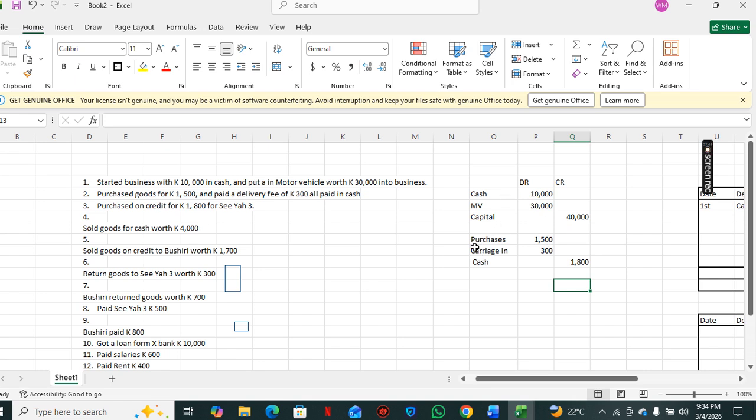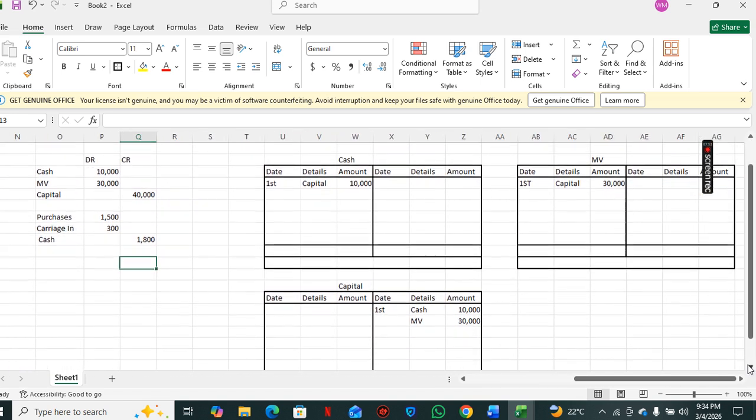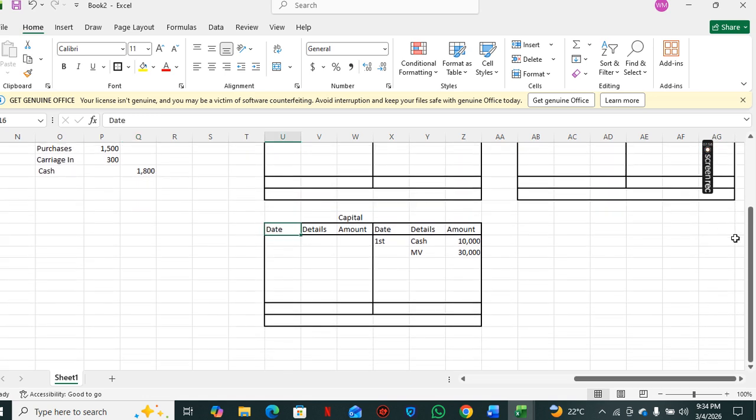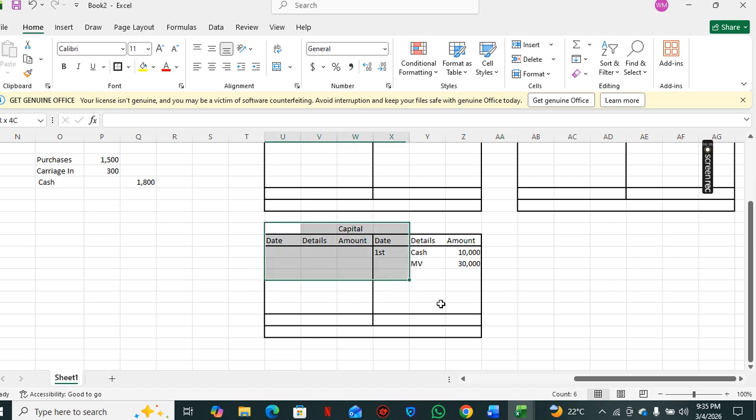After you journalize this, you're now going to put this in the T accounts. The cash account, we already have it here. So the cash account, we're crediting it 1,800. We say date, this was the second. For details, you put purchases first, purchases 1,500. And then here, carriage inwards 300. That's how you put this in the cash book. All right. Then open up the purchases account and the carriage inwards account.